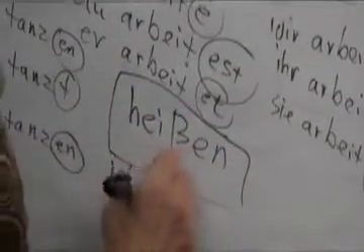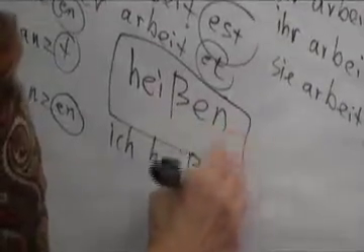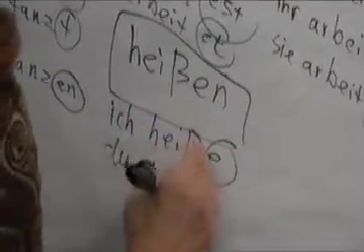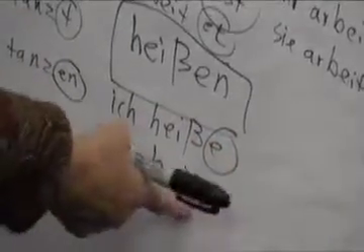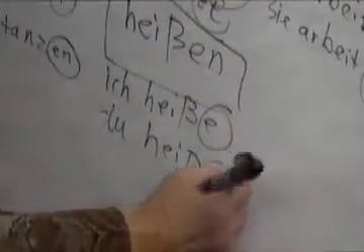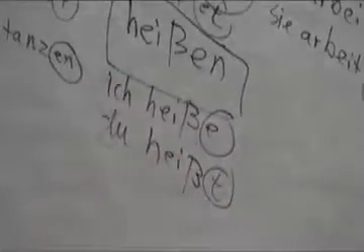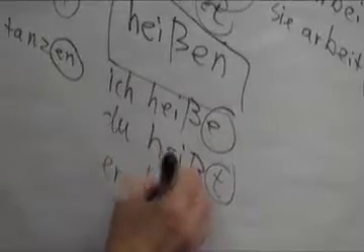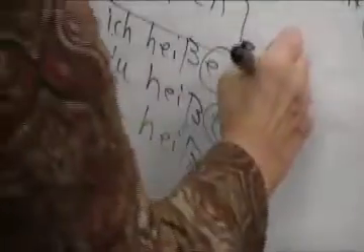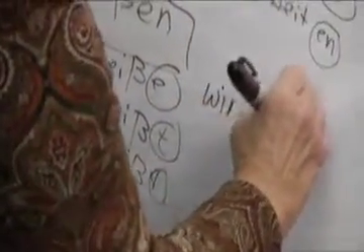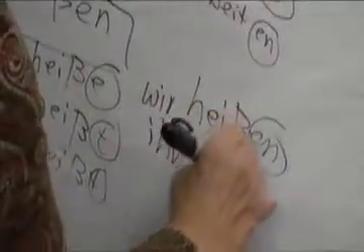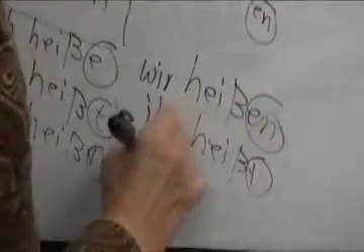So, ich heiße, stem, ending. For du, we already have an S, and the SZ is a representative of double S anyway, so we don't want to add another ST. So we just add a T, du heißt. We don't need an S in here because we already have two. And er, sie, es heißt. Same thing. Just a T. And then wir heißen, normal, EN. Ihr, add a T, and sie, EN.